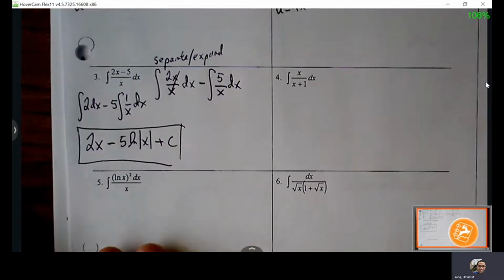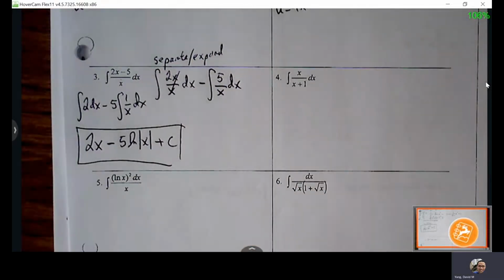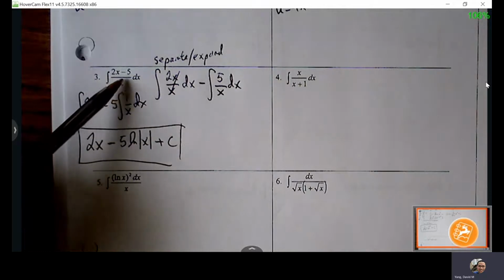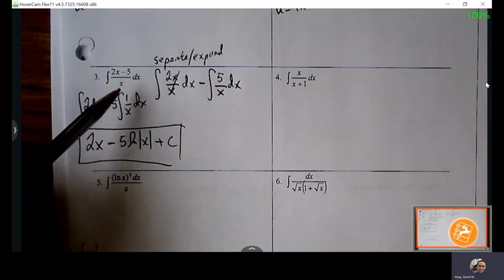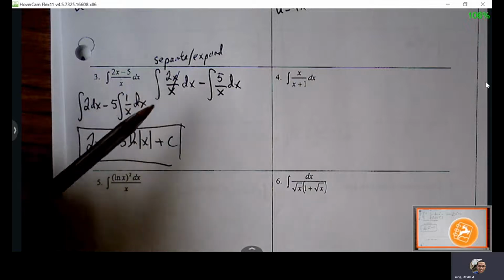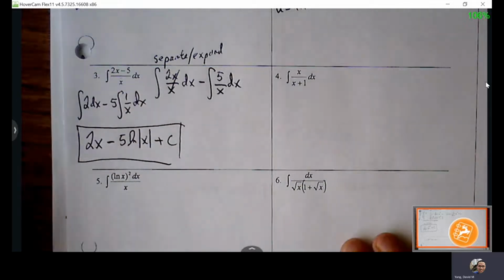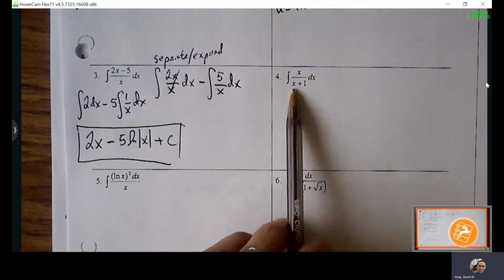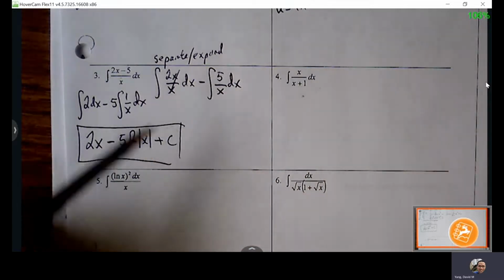Okay. No need for u substitution if there's only one term, one monomial in the denominator. I mean, it could be 5x, could be 7x, but as soon as you introduce an x plus 3 or x minus 1, then we got to look at something else. Okay. Let me come back to number 4. I want to talk about the other problems before I come back to number 4.